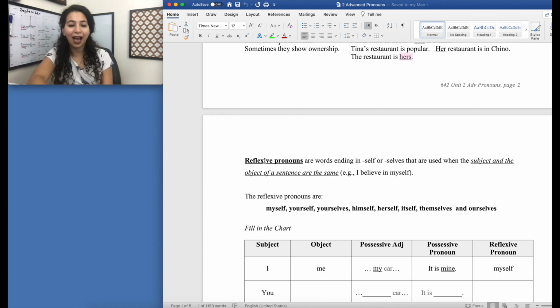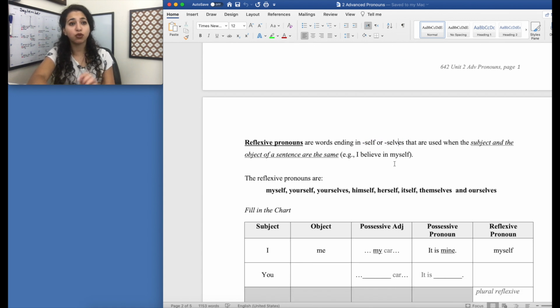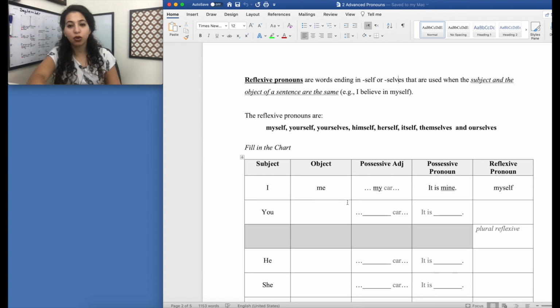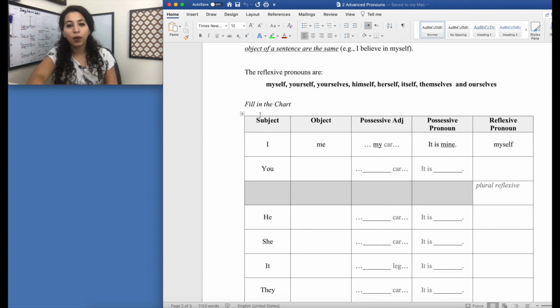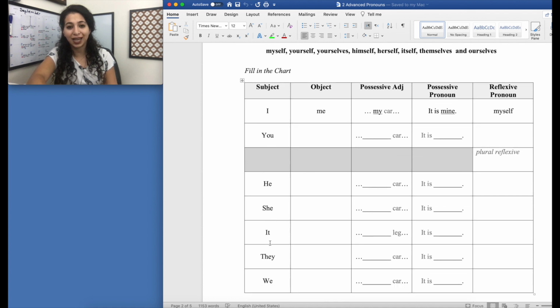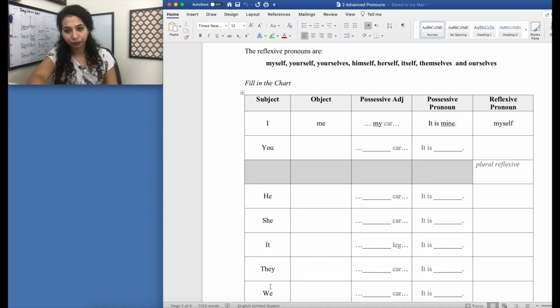And then we have reflexive pronouns, which end with self or selves, which we talked about, of course, in the other video. So please make sure you are watching the other video so that we can keep this going. And these are endings that are used when the subject and the object of the sentence are the same. Okay, so what do we have here? When we have the subject, it's subjective pronouns. So we know I, you, he, she, it, they, and we.